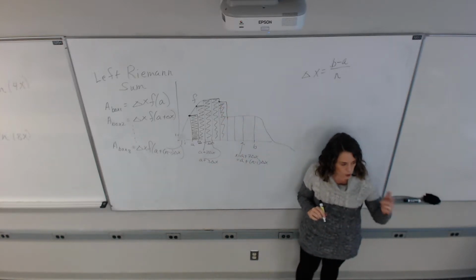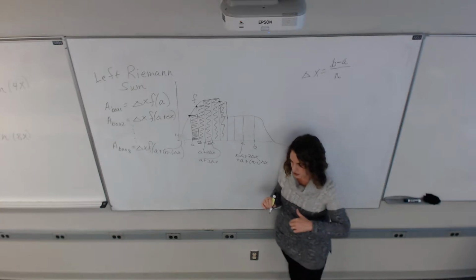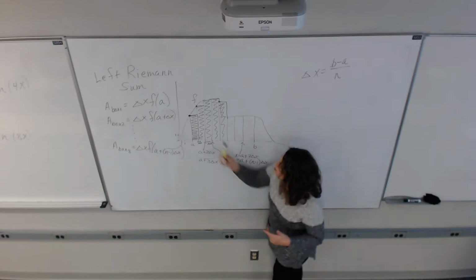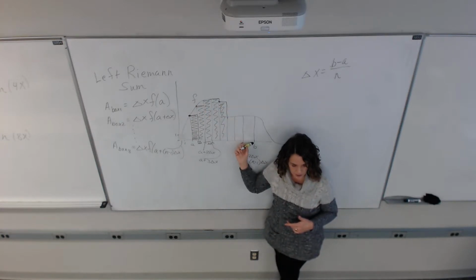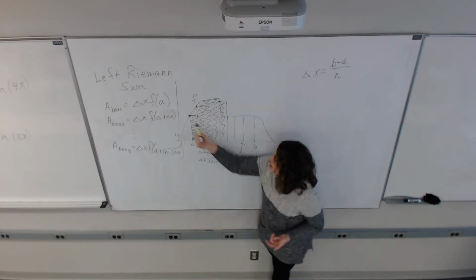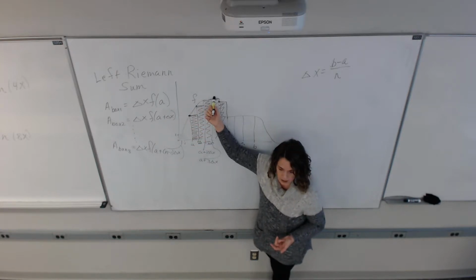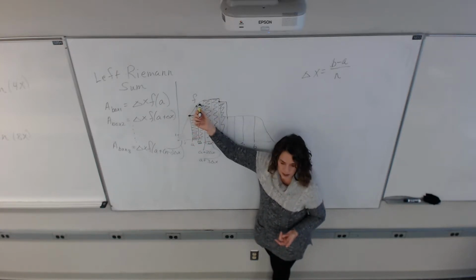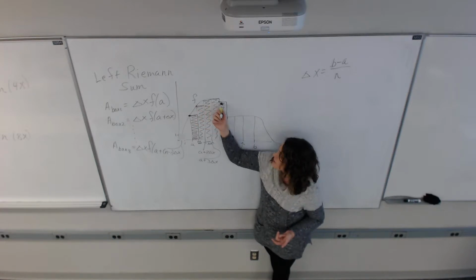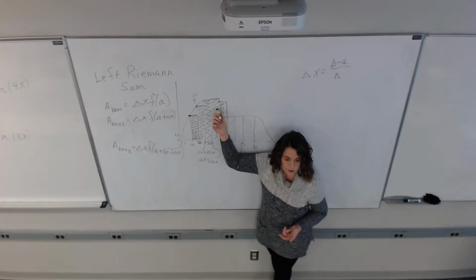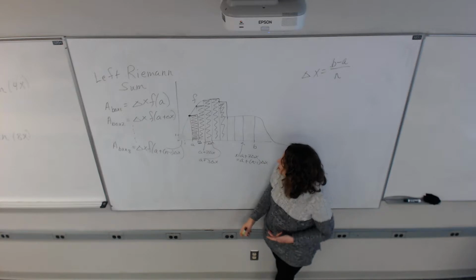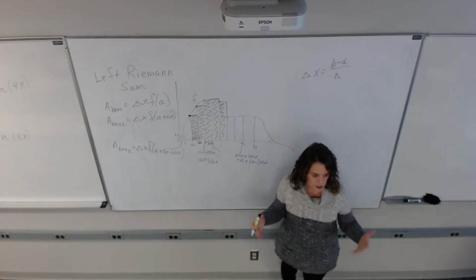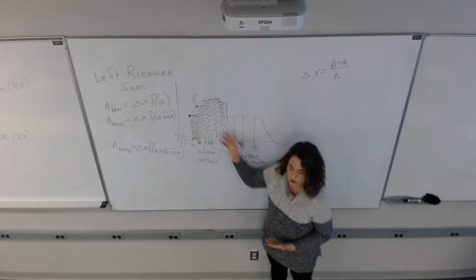So I have both an overestimation and an underestimation when I do a left Riemann sum, depending on whether the function is increasing or decreasing at that point. If I'm doing a left Riemann sum and the graph is increasing, then I will be underestimating the area. If the graph is decreasing, a left Riemann sum will overestimate the area. Does that make sense to everybody? Okay. But if I add them all up, will this approximate the area under the curve?